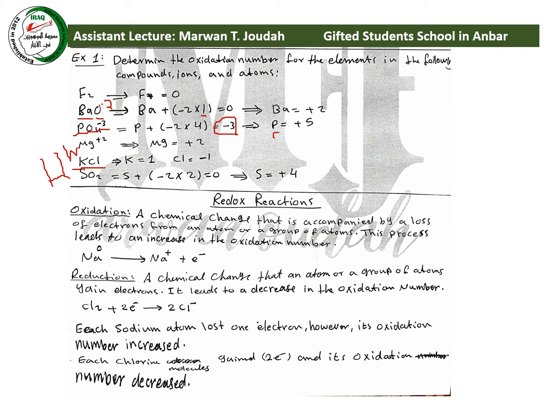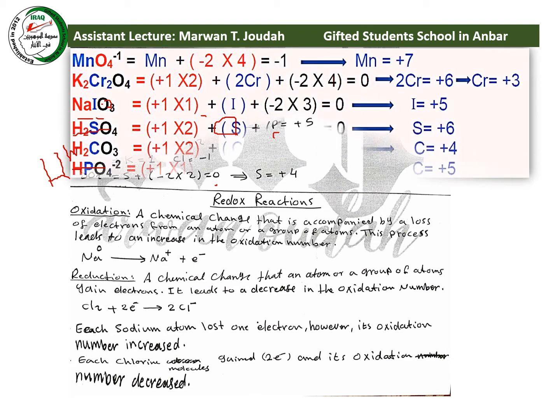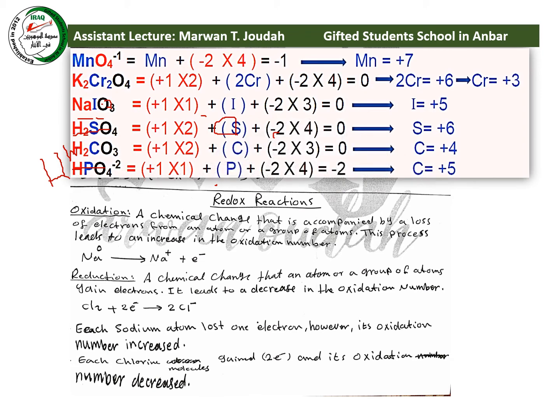For SO2, S is missing. For the oxygen, 2 times 2, it's neutral, it's 0. This is all about it. So we have some examples here, so read them, do them at home, and practice in order to learn how to find the oxidation number of any element easily.